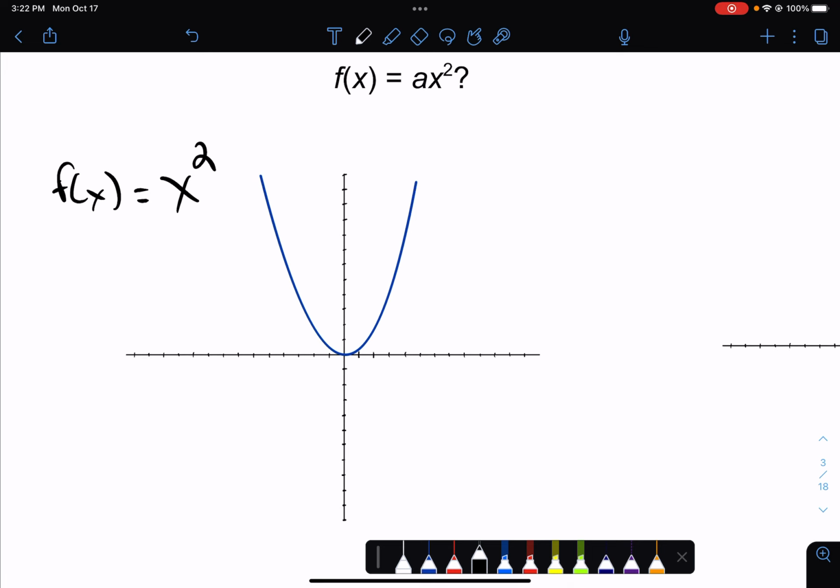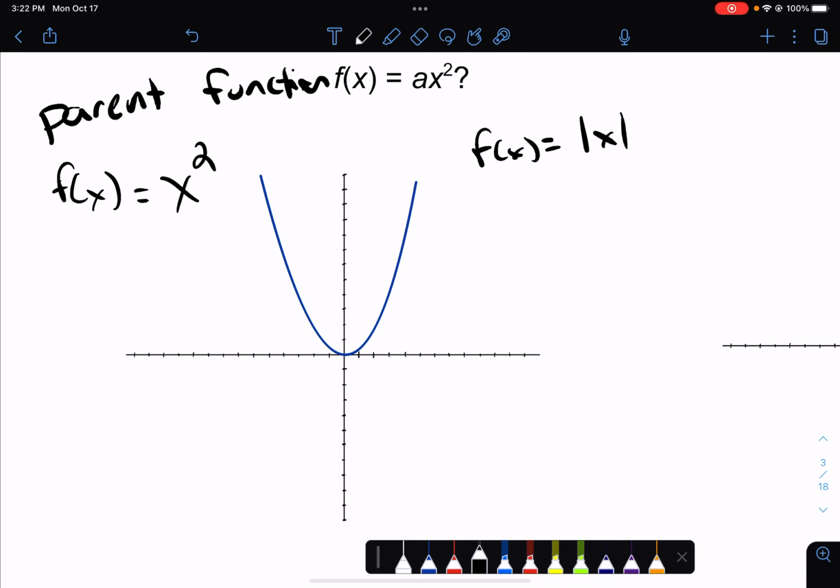So what I've got here for you first, and what you probably want to put in your notes, is this is the parent, we call this the parent function. Just like, remember in chapter 1 when we learned about absolute value graphs, and the basic absolute value graph was f of x equals the absolute value of x. There was no adding, subtracting, multiplying. It was just an x and an absolute value, and it looked like this. It was a V shape, right?